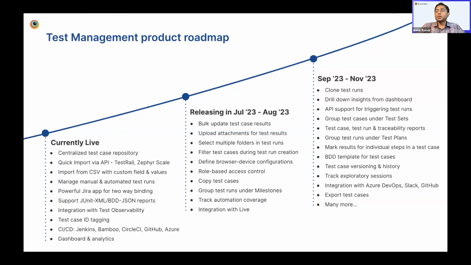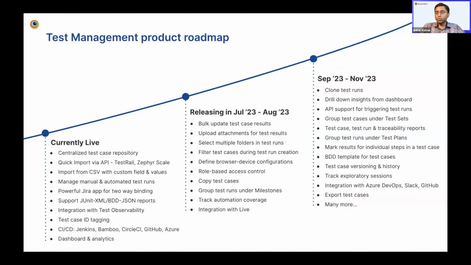Group test runs under test plans. That's again something which has come from the early feedback that we got from the market. Mark results for individual steps in a test case. Right now, you can mark at a holistic level how your test case has performed, whether it has passed or failed.